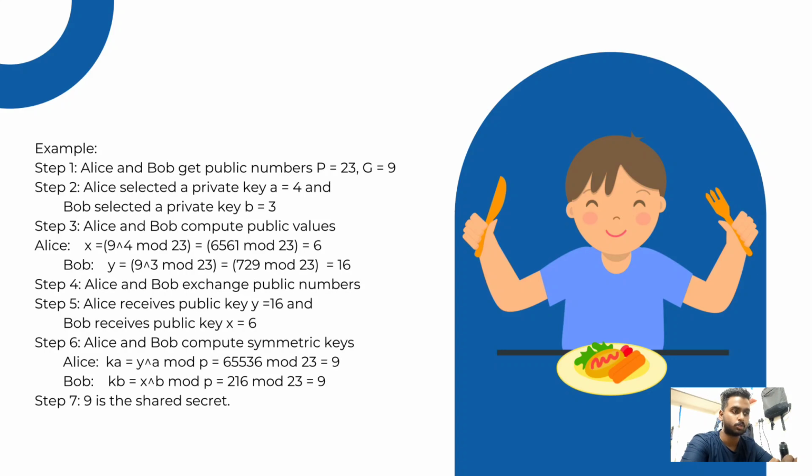Now Alice and Bob compute symmetric keys, where K is equal to Y^a mod P, which is nothing but 9, and Bob gets X^b mod P, which is also nothing but 9. 9 is the shared secret key.